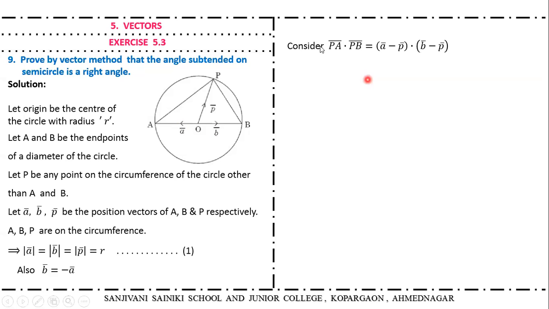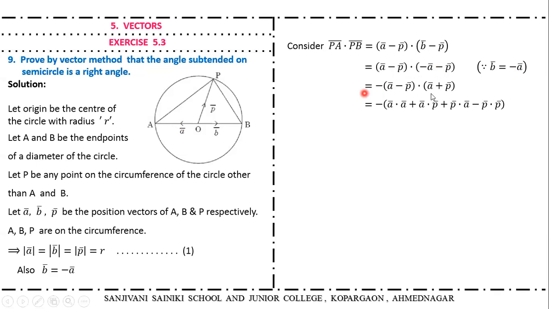Now we will consider PA bar dot PB bar. PA bar is A bar minus P bar, and PB bar is B bar minus P bar. So what we get, I replace this B bar by minus A bar because they are opposite vectors. So take the minus sign outside: A bar minus P bar dot A bar plus P bar.